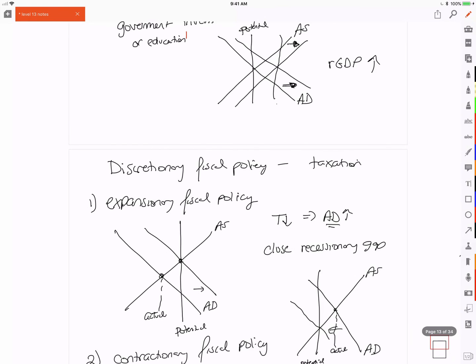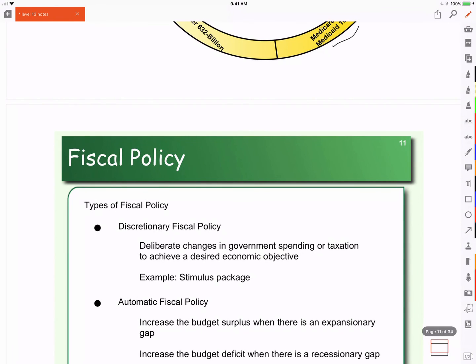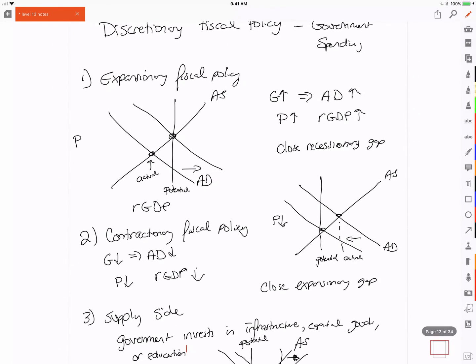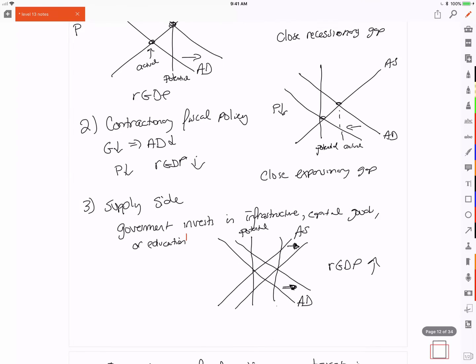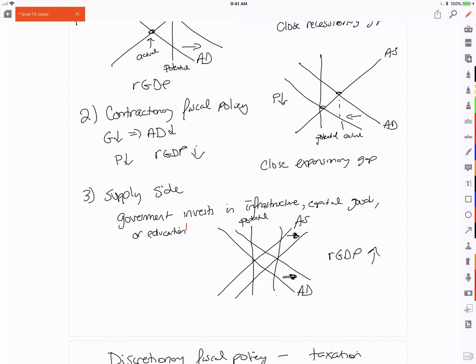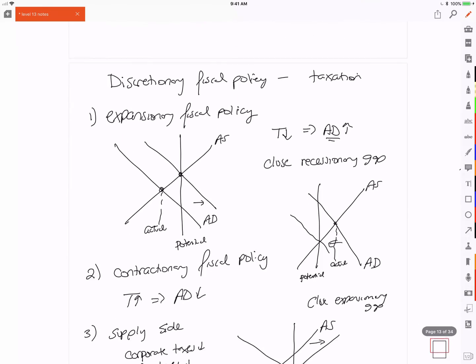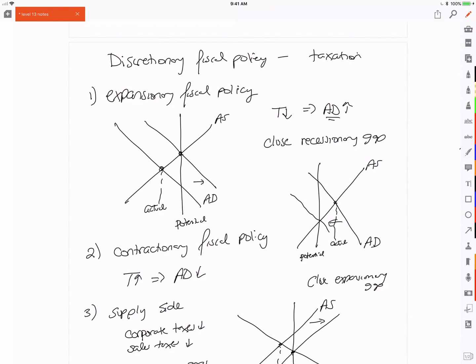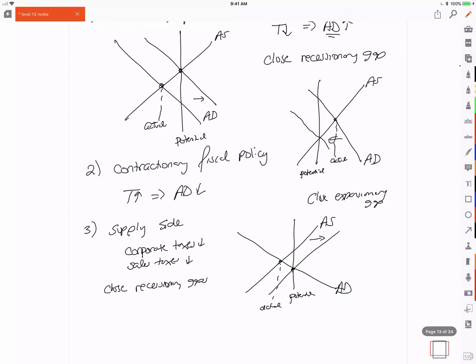All right, so when it comes to discretionary fiscal policy, we can change government spending. We could change government spending, in which case we can have expansionary fiscal policy, which makes government spending go up. We could use contractionary fiscal policy, which makes government spending go down. Or we could take a supply side approach and have the government spend on infrastructure, capital goods, and education, which then changes aggregate supply as well as aggregate demand. With discretionary fiscal policy, we can also focus on taxation. We can do expansionary fiscal policy by decreasing taxes. We can do contractionary fiscal policy by increasing taxes. Or we can take a supply side approach, in which case we're changing the taxes that impact our businesses to increase the aggregate supply.